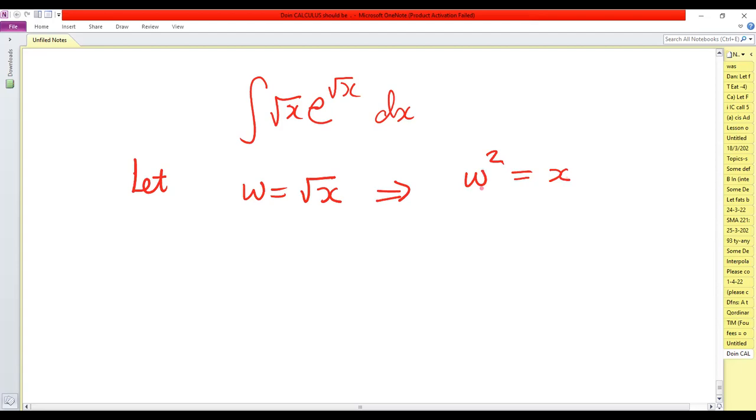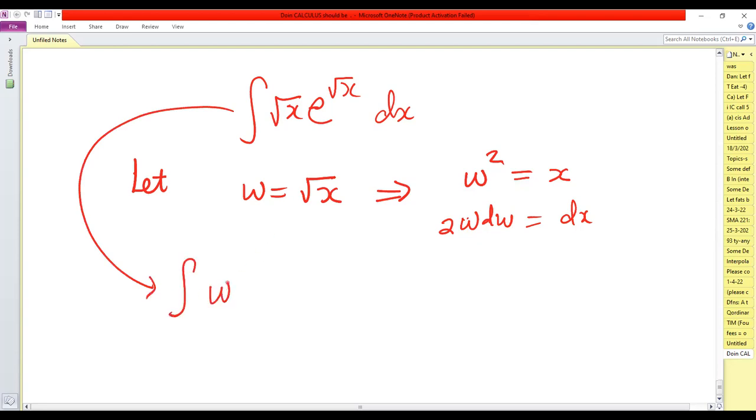So which means then, differentiating both sides, the left hand side will give me 2w dw equals dx. So I can comfortably replace where there's dx by 2w dw. And then where there's root x, I put w. So then this integral will be the integral of w times e raised power w, multiplied by where there's dx, I put 2w dw.